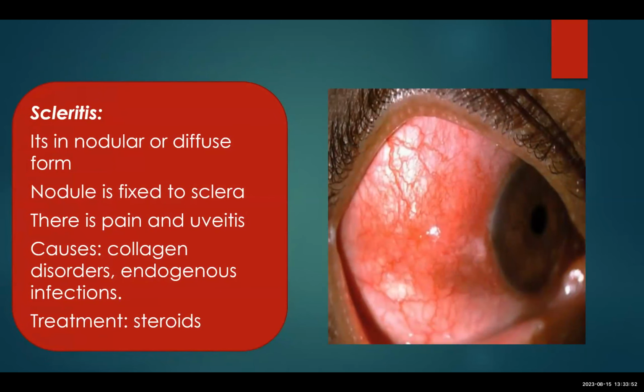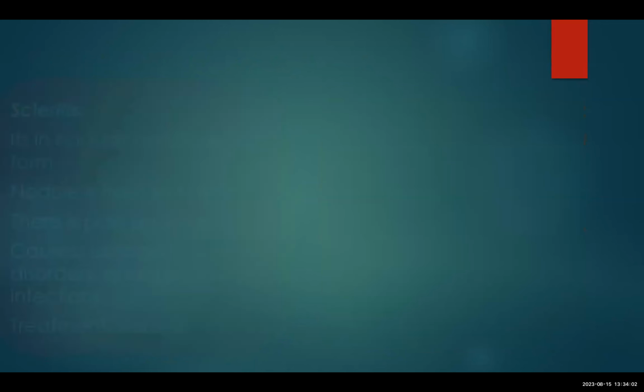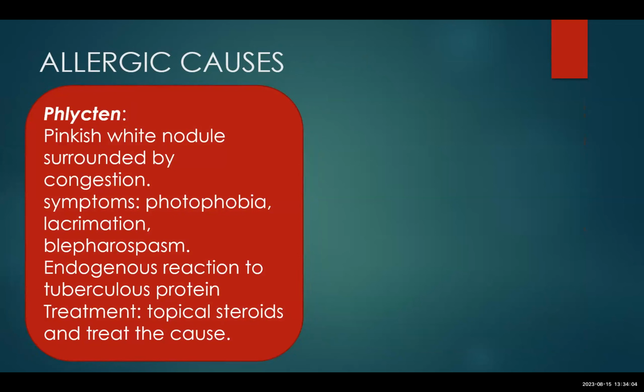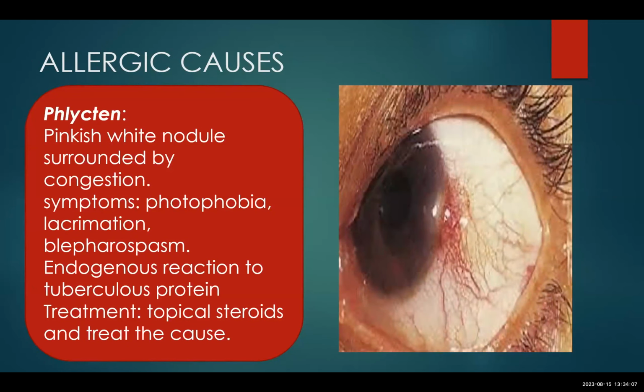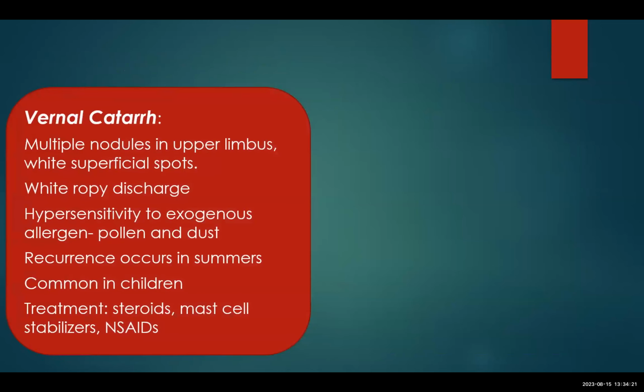Next, we move on to scleritis. It can be nodular or diffuse. The nodular form is fixed to sclera. It can be associated with pain and uveitis. Causes are collagen disorders and endogenous infections, and the treatment advised is steroids. Allergic causes include phlycten, which is a pinkish nodule mostly surrounded by congestion. The symptoms include blepharospasm, photophobia, and lacrimation. It is an endogenous reaction to tubercular protein. The treatments include topical steroids and treatment of the cause.